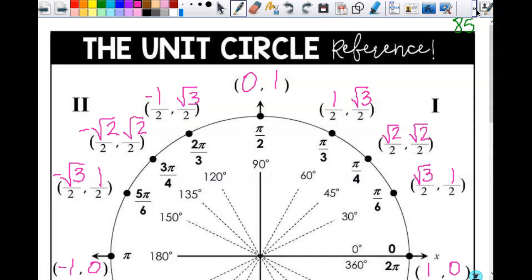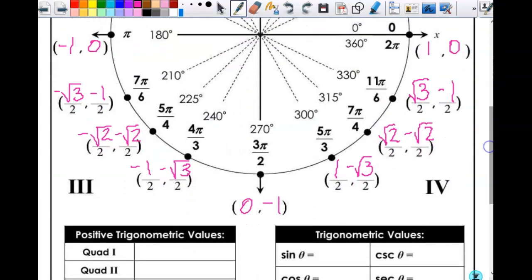If you can get your first quadrant right, then you're just reflecting. The second quadrant, the only ones that are negative are the cosine values, right? And then they're both negative in the third quadrant, and then your sine values are negative in your fourth quadrant. Okay? Are we all good with all of that? Okay.